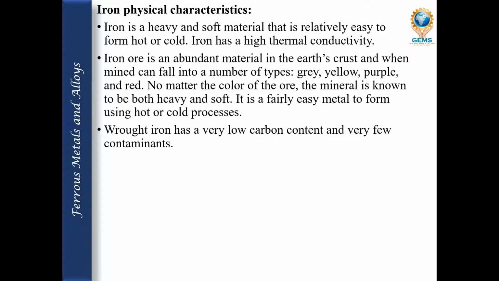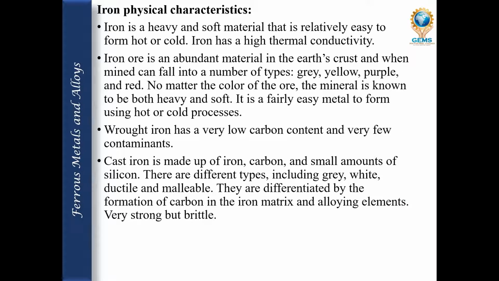Wrought iron has a very low carbon content and very few contaminants. Cast iron is made up of iron, carbon, and a small amount of silicon. There are different types, including gray, white, ductile, and malleable. We all know what ductile and malleable mean. If anybody doesn't know the meaning of ductile, malleable and so on, you can see the previous video, where I explained it clearly. They are differentiated by the formation of carbon in the iron matrix and alloying elements, very strong but brittle.